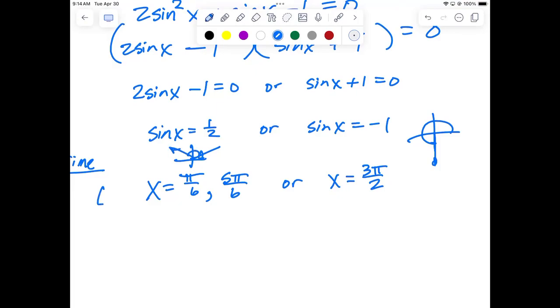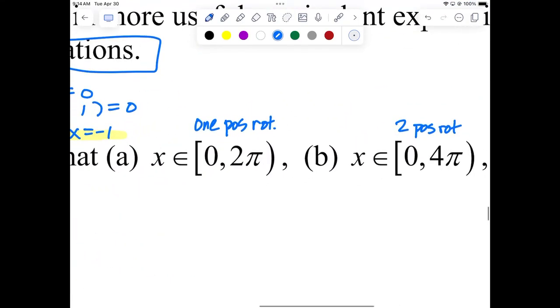Okay, so there's the answer to part A. There's all the solutions between 0 and 2pi. There's 3 of them. You want negative? Not yet. It says right here between 0 and 2pi. That's within one positive rotation. Now, if it had said between -2pi and 2pi, then that would be one negative rotation as well.